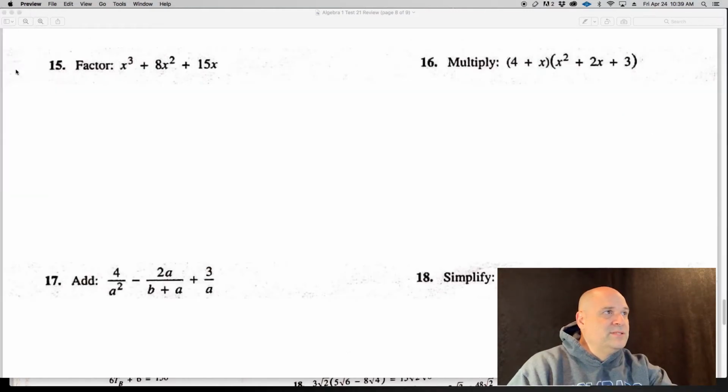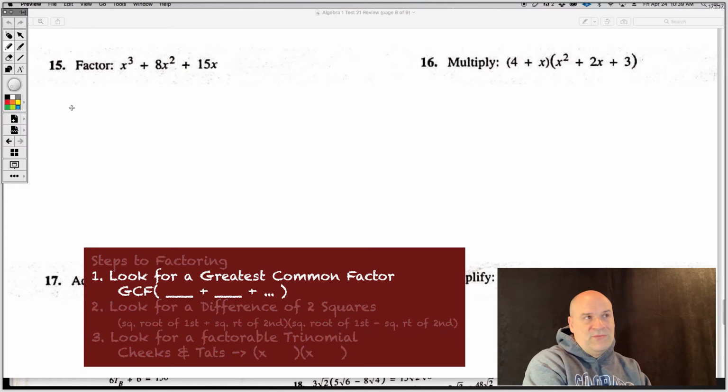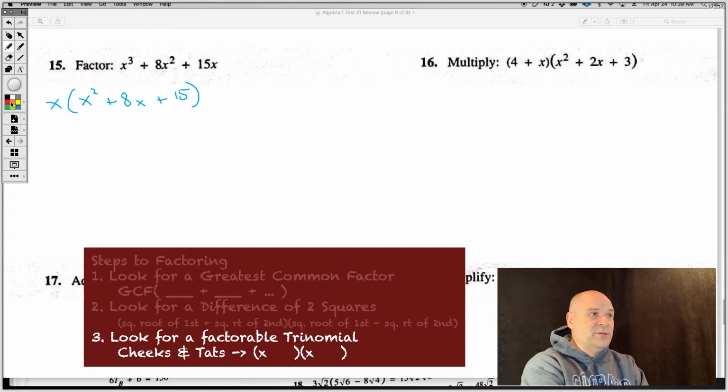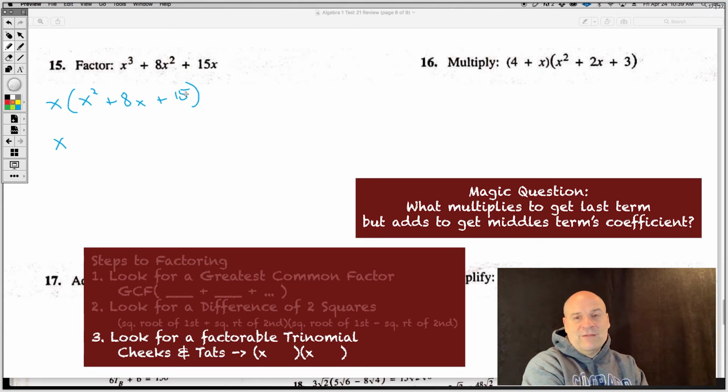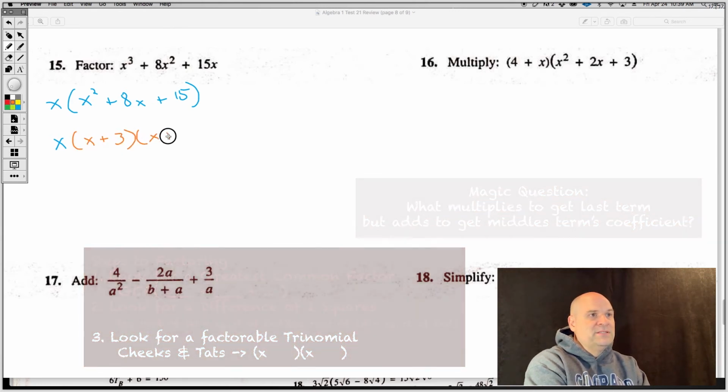Finally, we get to factor some stuff. All right, let's factor this. First step, the factoring. Look for a greatest common factor. There is one, there's an x. We can pull an x out of there and we get x squared plus 8x plus 15. So see, if you distribute this back, you'll end up with that. So we're going backwards. All right, now, second step, look for a difference of 2 squares. Nope, this is a trinomial. That's the third step. Look for a factorable trinomial. We do have one, okay? Because there are two numbers that multiply to get 15 and add to get 8. It's 3 and 5. So x plus 3, x plus 5.